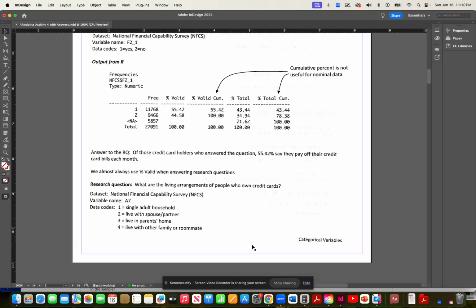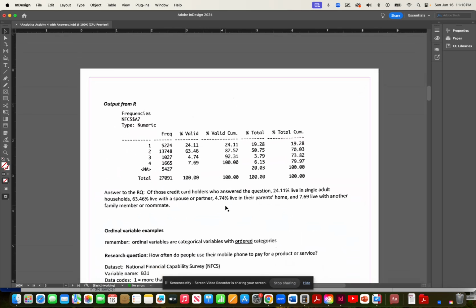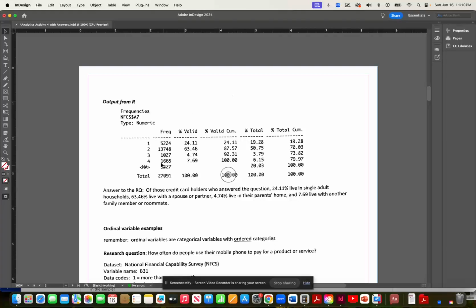All right, next example. This time we'll be looking at variable A7, where it's either a 1, 2, 3, or 4 with those different living arrangements, whether that's single adult household, live with a spouse or partner, live in parents' home, or live with other family or roommate. The research question is, what are the living arrangements of people who own credit cards? Well, if we run our statistical analysis, this would be the output. So 1, 2, 3, and 4. And then we have these missing data as well.